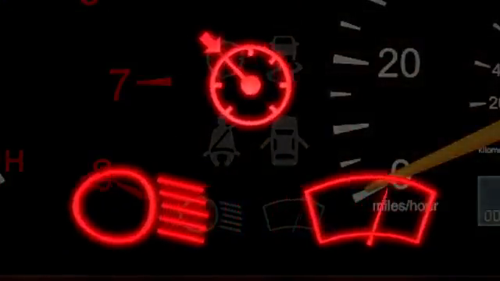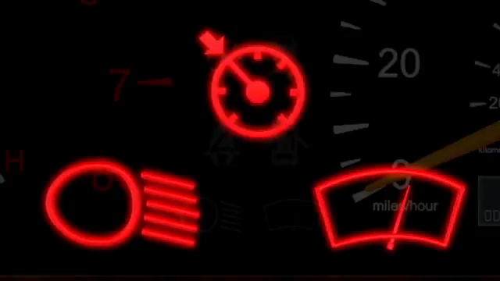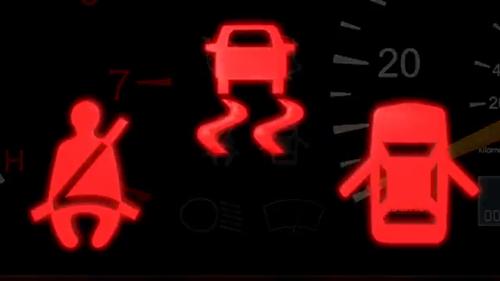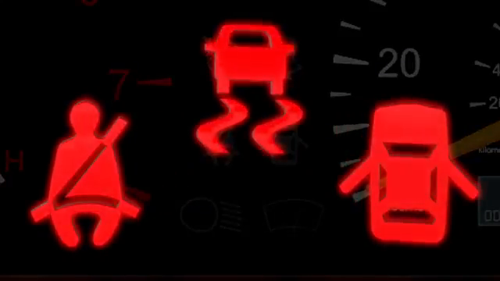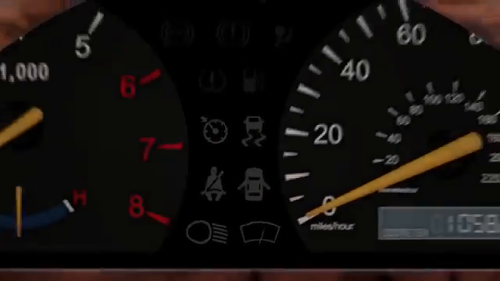Some symbols let you know that a device is in use, such as your headlights, cruise control, or windshield wipers. There are also symbol indicators to help you remain safe, such as door ajar, seatbelt, and loss of traction symbols.